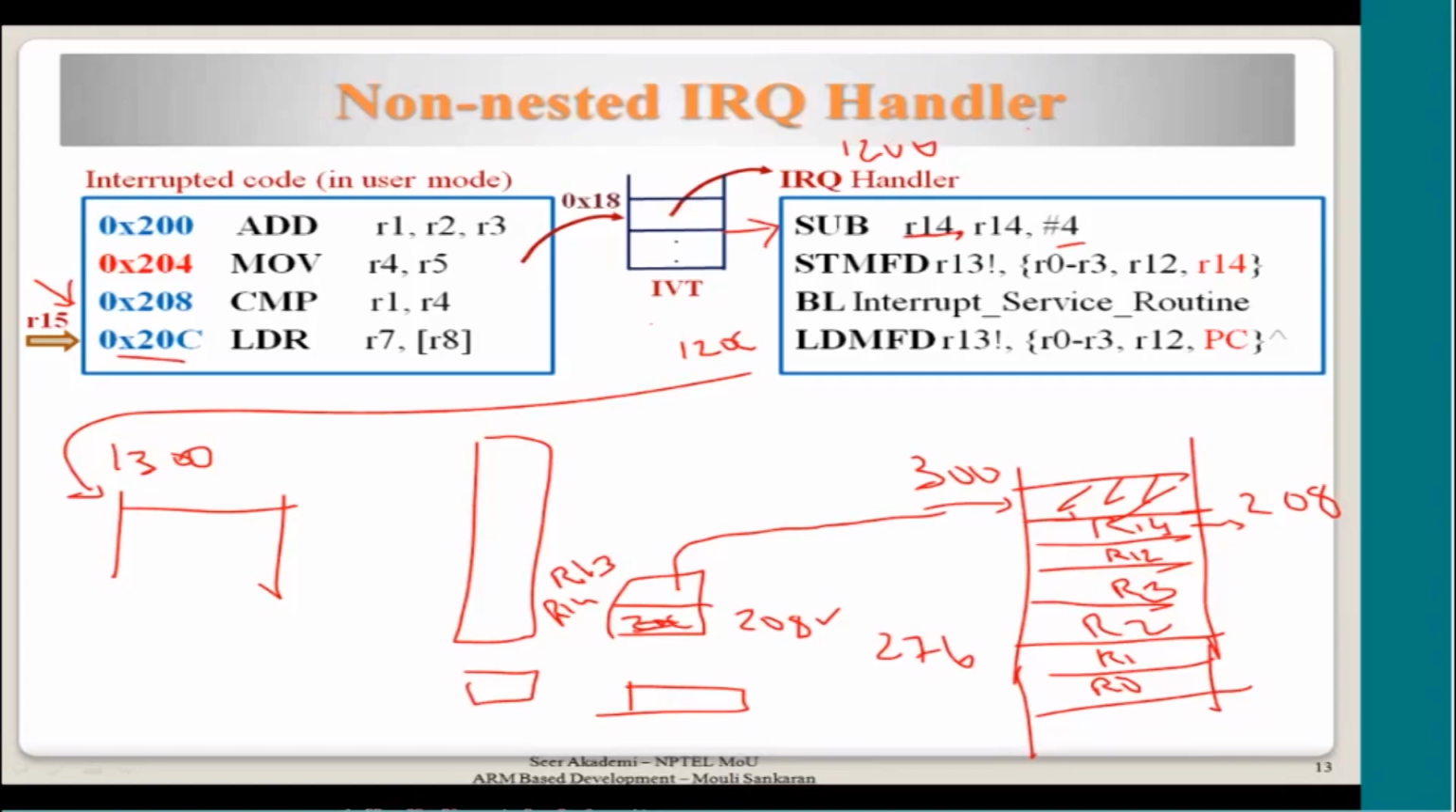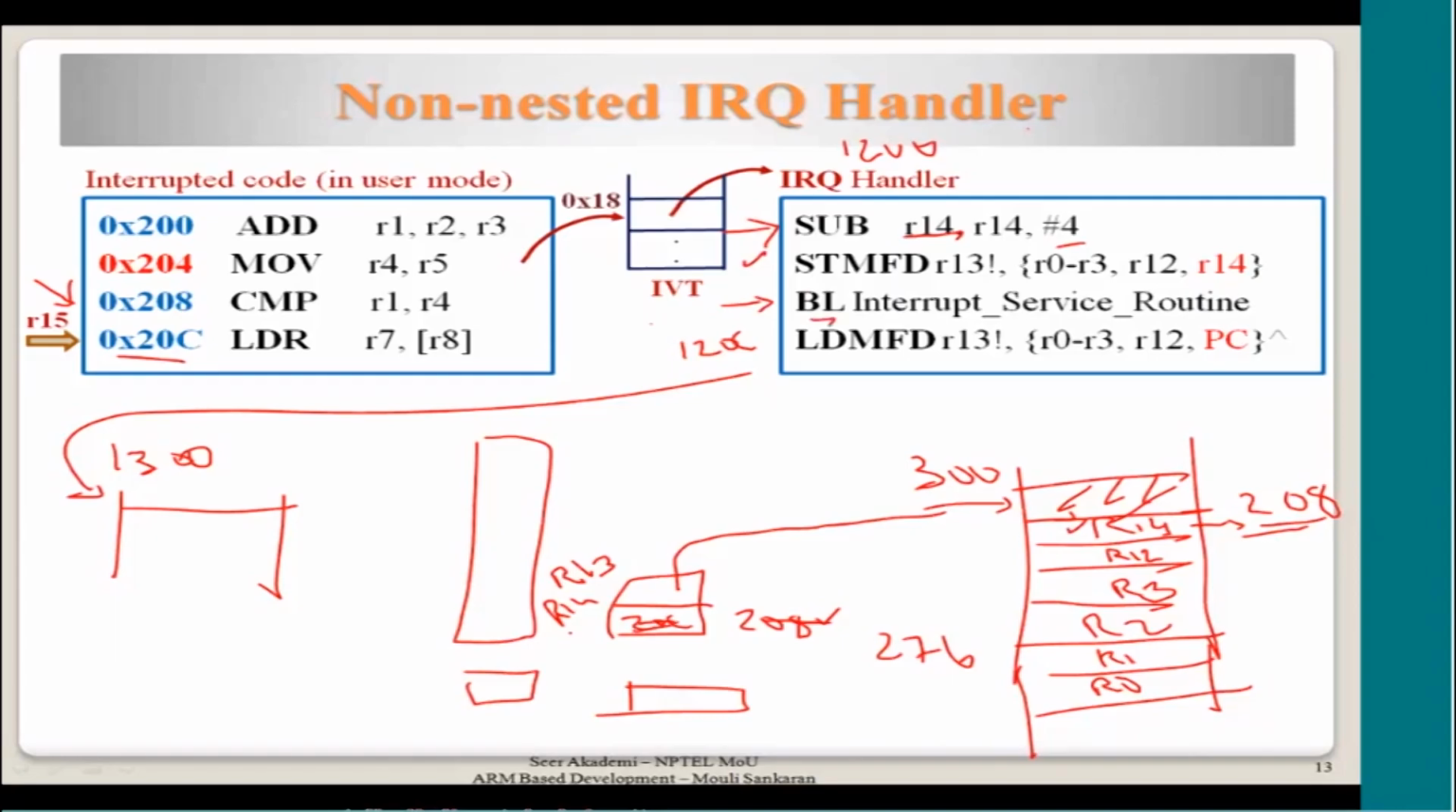Understood? Now this 208, after this execution, has come into the stack. Now R14 is free to be overwritten. It doesn't matter because you are not bothered about the previous content, since we have the copy of it here. So when the processor executes a branch with link, in IRQ mode, it is executing this.